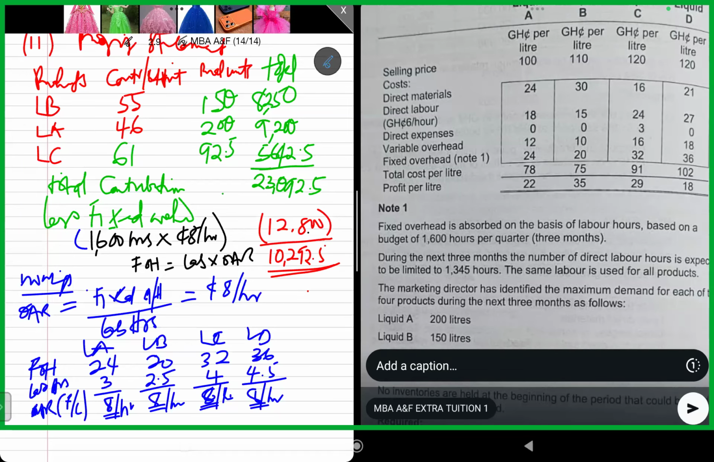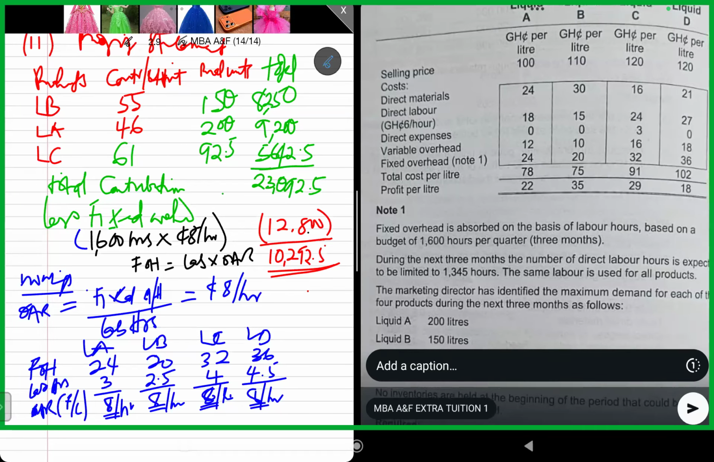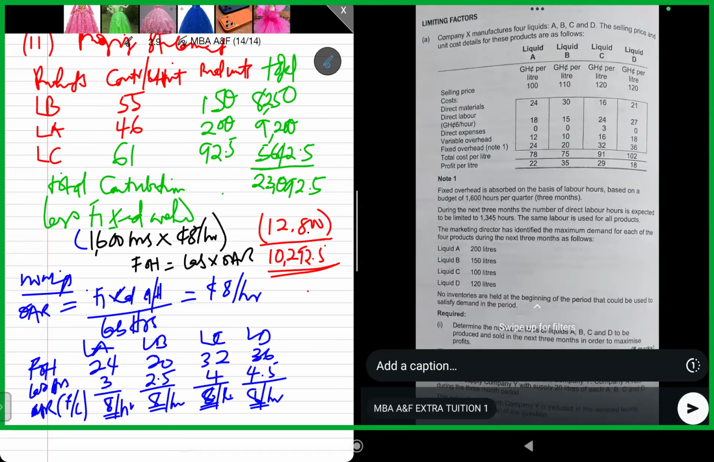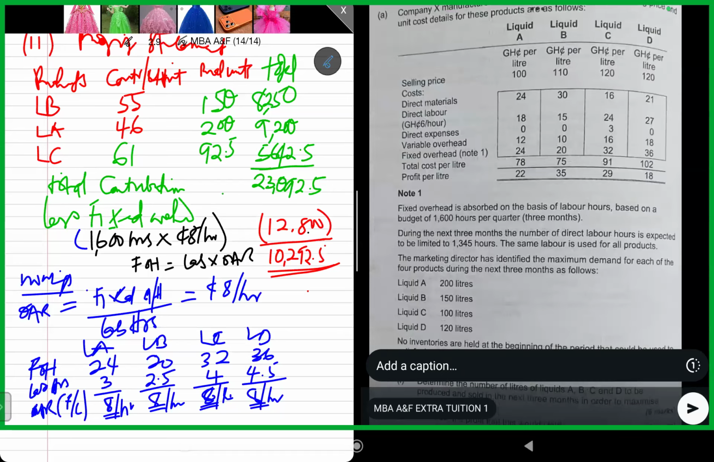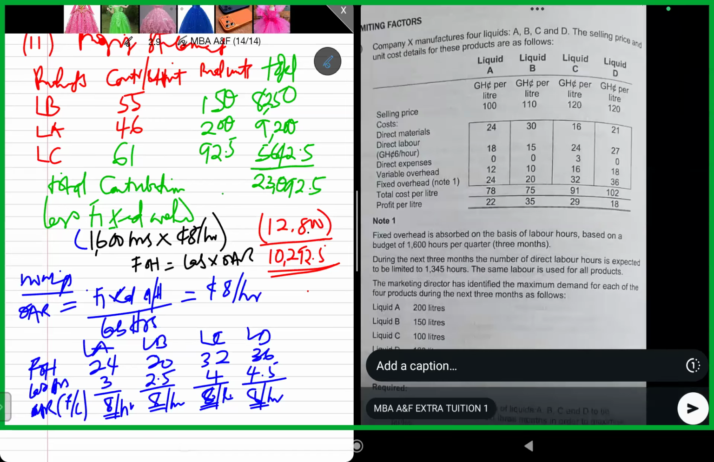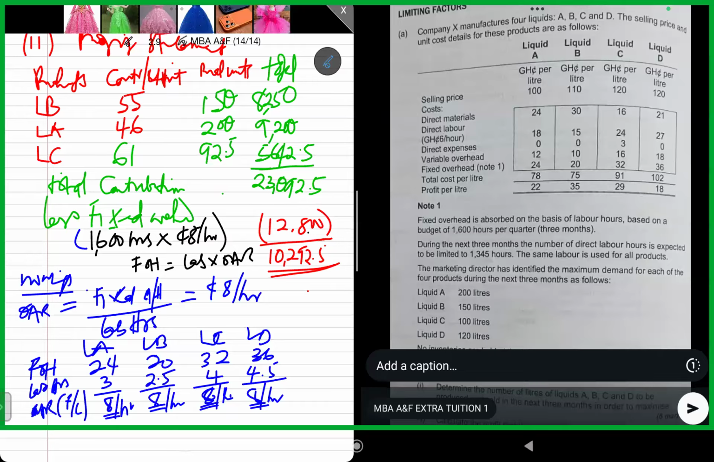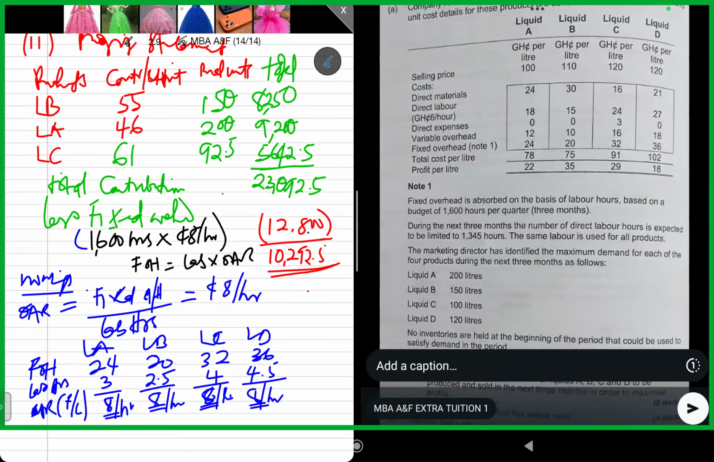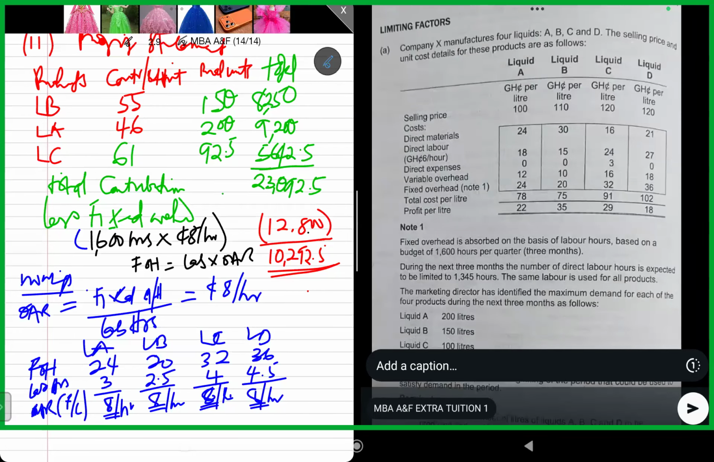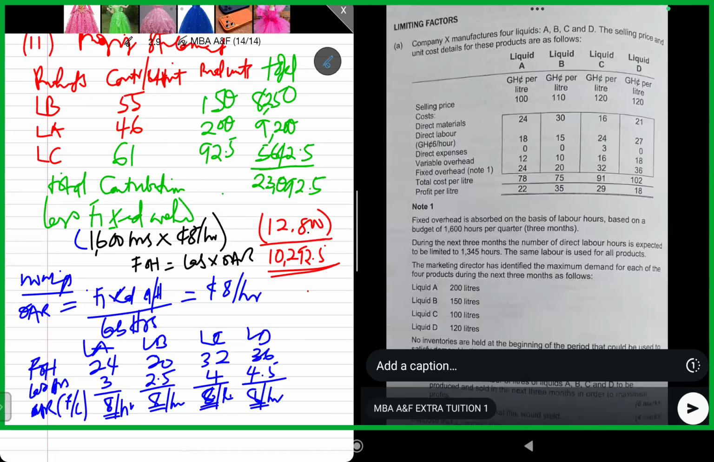So that's the profit. That's the final answer. 10,292.5 is the profit, because contribution minus fixed cost gives us the profit. All right, any question? We are done.